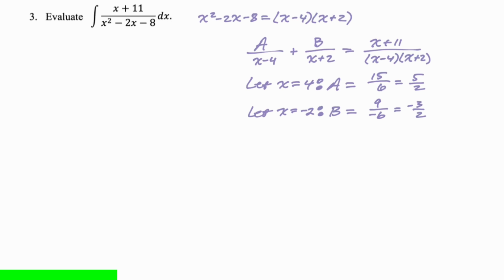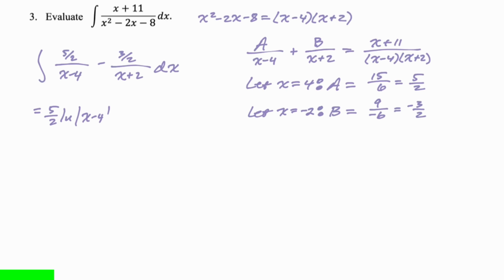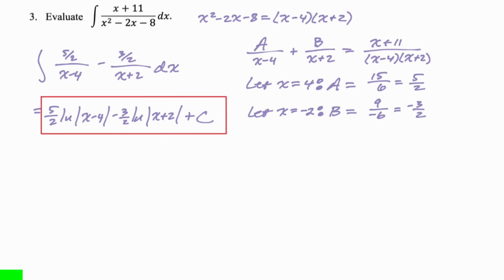So our integral becomes the integral of 5 halves over x minus 4 minus 3 halves over x plus 2 dx. These are both straightforward natural logs. So 5 halves, natural log absolute value of x minus 4. Never forget the absolute value. It'd be hard to believe that anyone is forgetting that at this stage, but who knows. And then plus C, that's our answer.